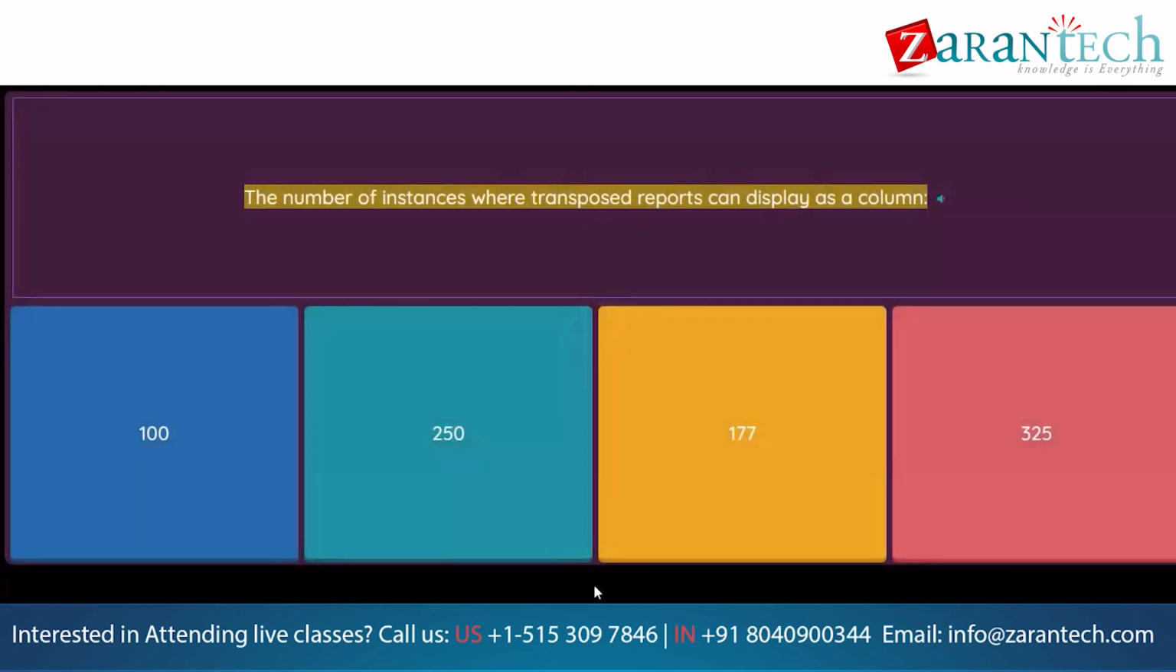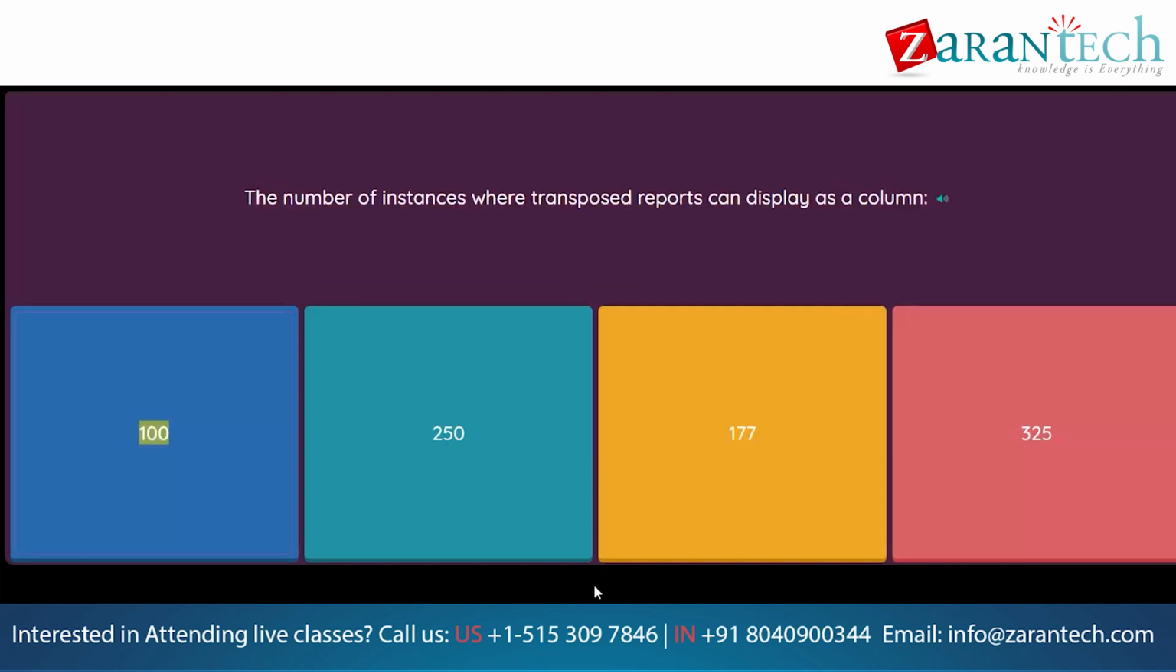Question, the number of instances where transposed reports can display as a column. Option 1, 100. Option 2, 250. Option 3, 177. Option 4, 325.